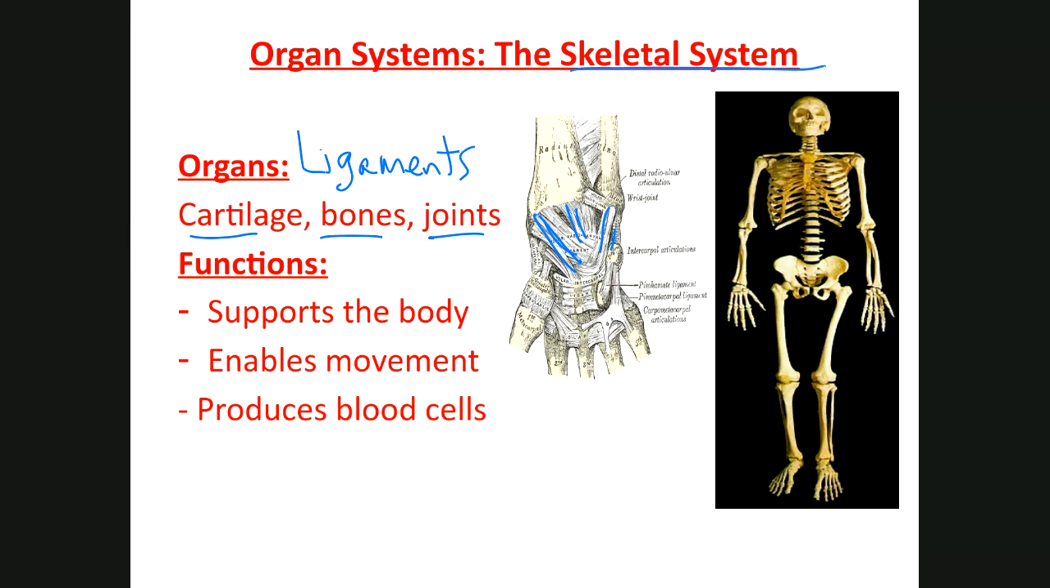Functions of the skeletal system include support, movement, and production of blood cells, and this is not something that we typically relate to bones. Inside of bones, there is a tissue called bone marrow, and bone marrow produces blood cells: all of the blood cells, white blood cells, red blood cells, and platelets. So this is often a function of the skeletal system that students tend to forget.